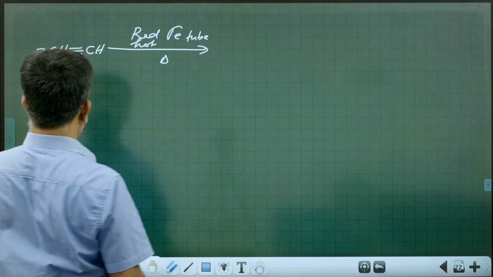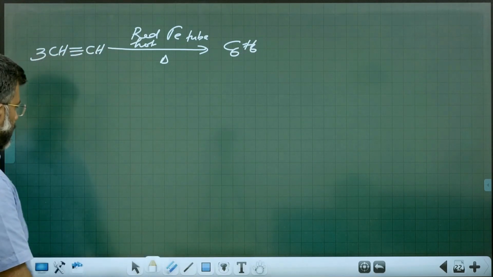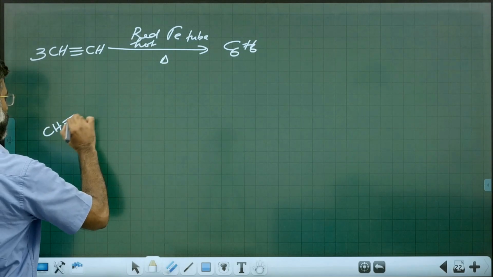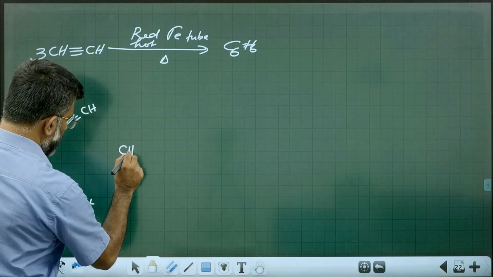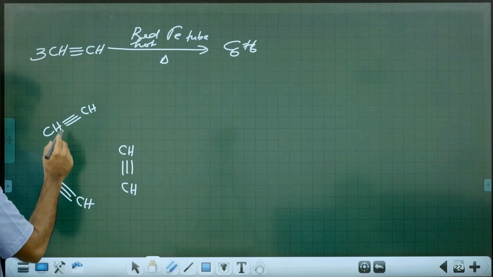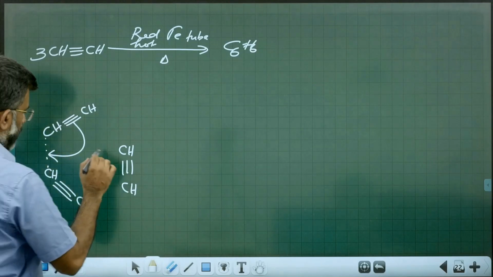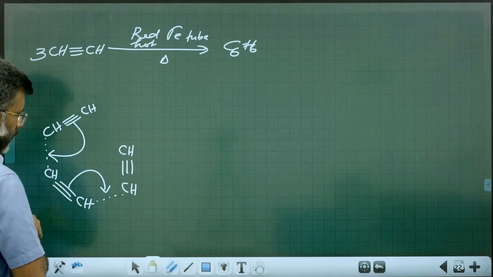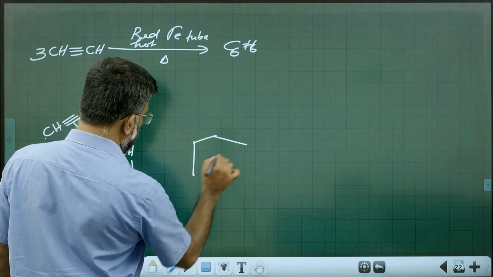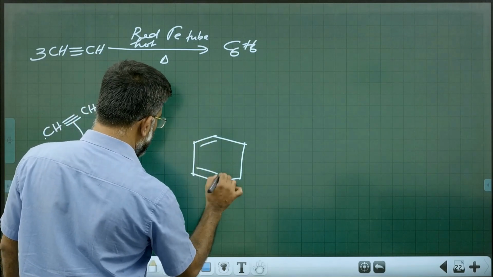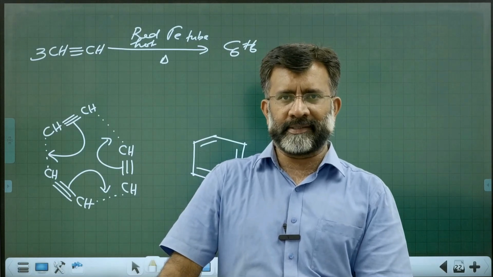When acetylene gas is passed through, 3 moles of acetylene react to get benzene. That is a cyclic trimerization reaction. Molecule 1 interacts with molecule 2, interacts with molecule 3, and there is cyclic trimerization. In this triple bond, one bond is introduced between this carbon atom, and so on for the others, leading to the formation of benzene. You get a benzene. So cyclic trimerization of ethyne, you get a benzene.